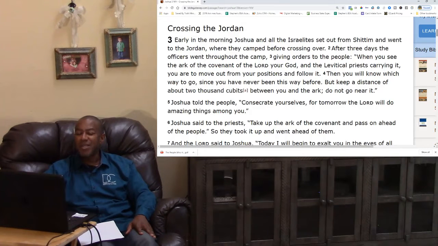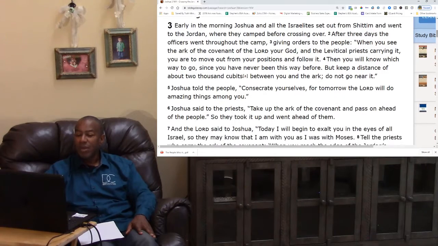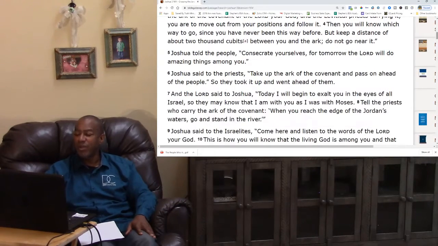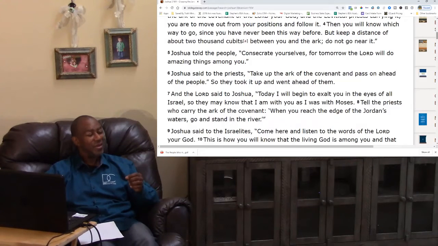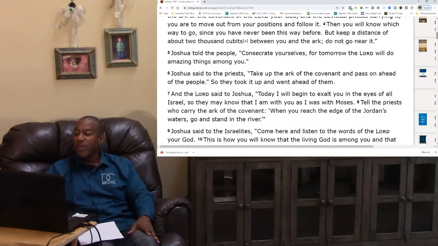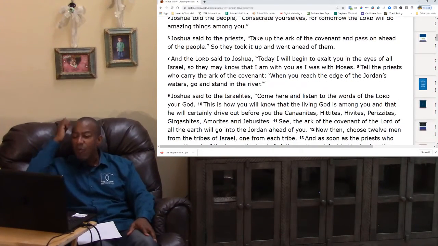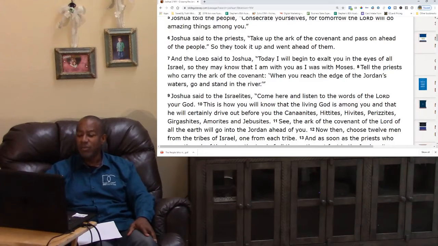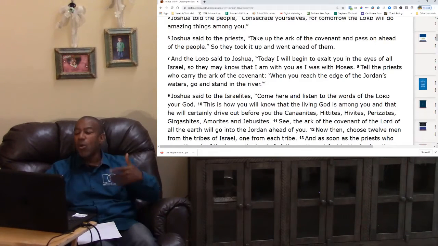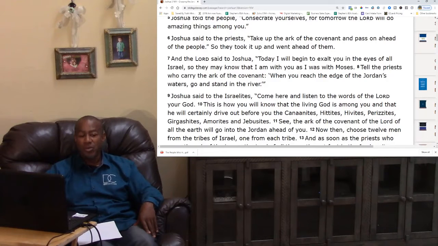But keep a distance of about 2,000 cubits between you and the ark. Do not go near it. Joshua told the people, consecrate yourselves, for tomorrow the Lord will do amazing things among you. Joshua said to the priests, take up the Ark of the Covenant and pass on ahead of the people. So they took it and went ahead of them. And the Lord said to Joshua, today I will begin to exalt you in the eyes of all Israel, and they may know that I am with you as I was with Moses.